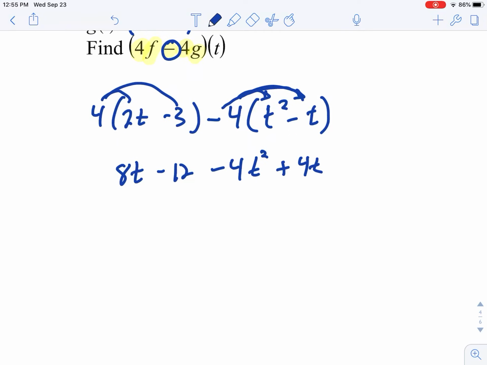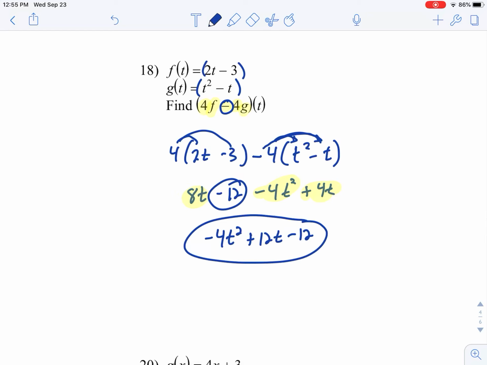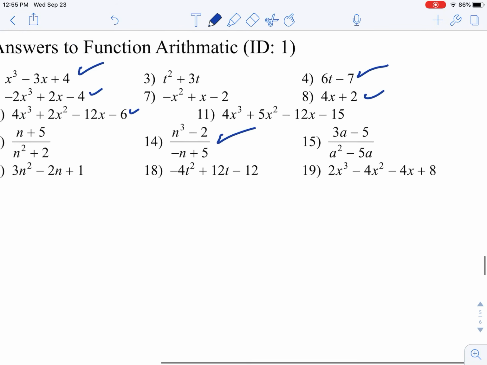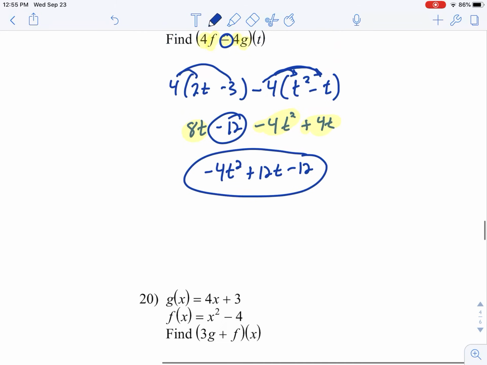And then combine like terms. Again, I start with the highest one first. There is no like term, so I'm going to write that first. Then we have 8t plus 4t, that's positive 12t. And then last is that minus 12. Check myself, that should be the right answer, number 18. Oh, too far. Negative 4t squared plus 12t minus 12, there it is.